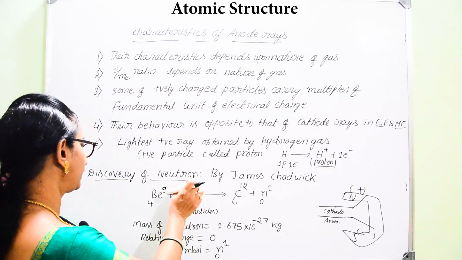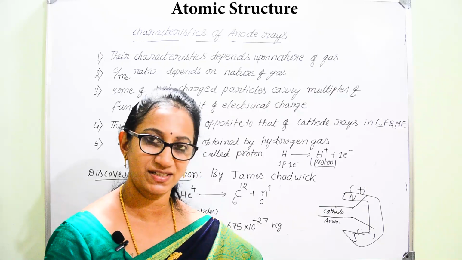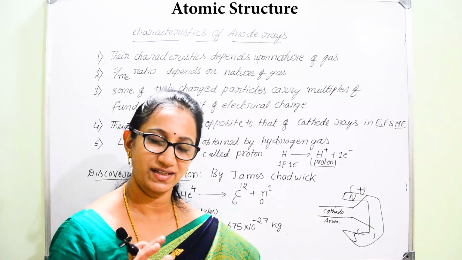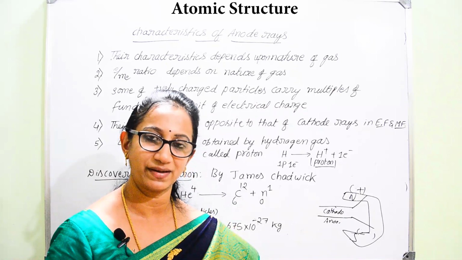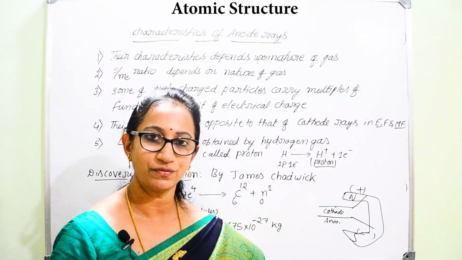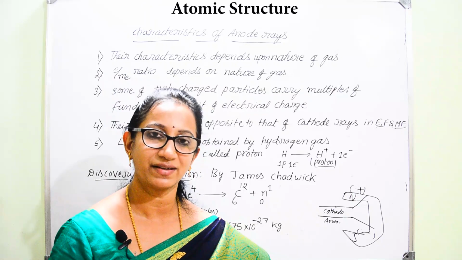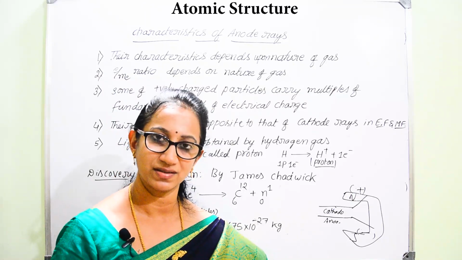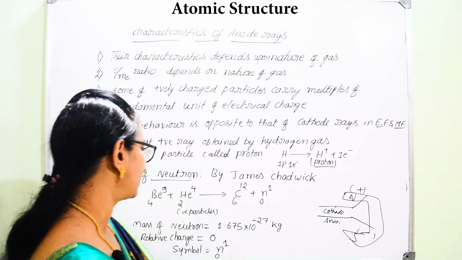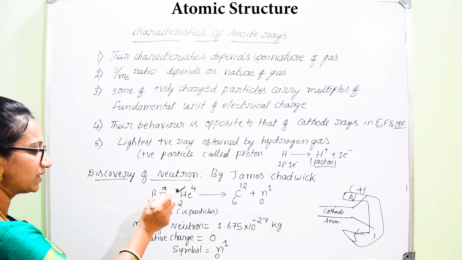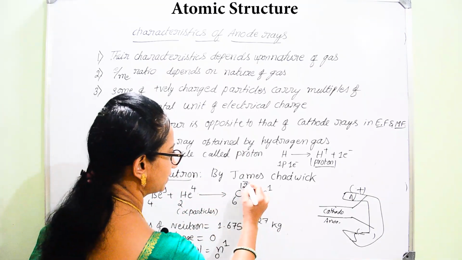And finally, we come to another subatomic particle which is embedded in the atom, and that is nothing but the neutron. That means the mass of any atom mainly depends on the mass of protons and the mass of neutrons, because the mass of an electron is almost negligible. Most of the mass of any atom is concentrated in the nucleus, where you can find both protons as well as neutrons. And who discovered the neutron for the first time? It was the scientist James Chadwick.